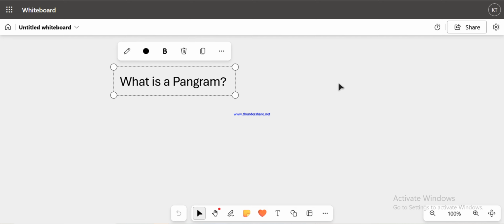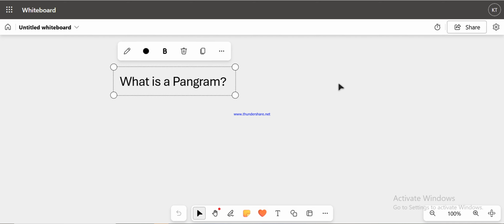So the very first thing we are discussing today is pangram. Now, have you heard of the word pangram before? Do you know what it is? That's what I'm here to do. I'm here to explain what it is for us. Now, what is a pangram? A pangram is a sentence that contains every letter of the English alphabet. I repeat, a pangram is a sentence that contains all the letters of the English alphabet.